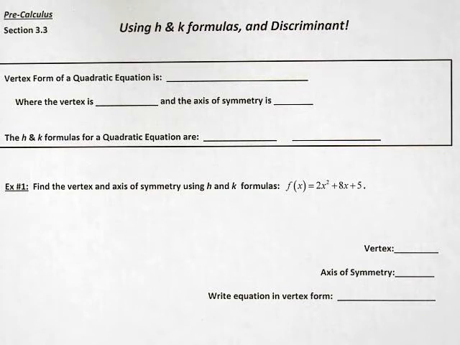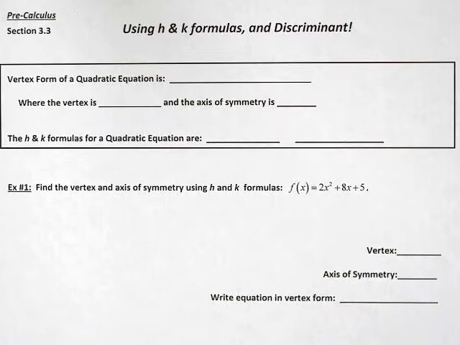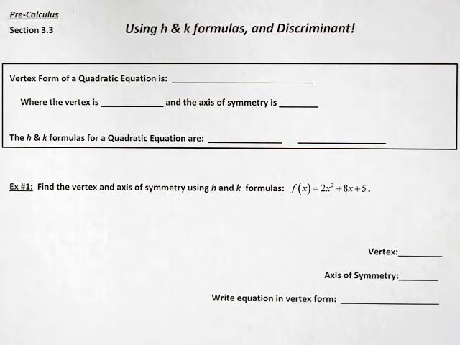Today we focus on using H and K formulas as well as how to find the discriminant. Now, I'm hoping that the discriminant is a little bit of review. I hope that this H and K stuff is a little bit of review. However, I have a feeling that part of it might be a little new. Okay? So, before we get into the formulas themselves, we need to review.